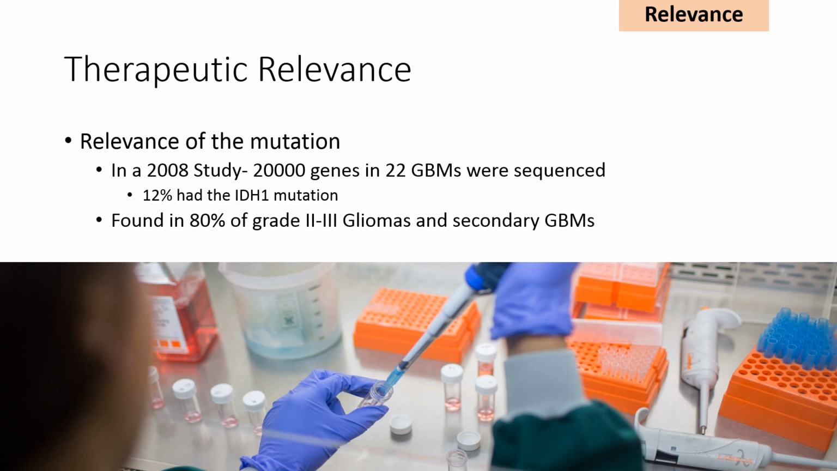In terms of the rationale for this experiment, it's first important to understand the relevance of the mutation. In 2008, a study of 20,000 genes and 22 glioblastomas were sequenced and found that 12% had the IDH mutation. But additionally, in a separate study, 80% of grade 2 and 3 gliomas and secondary GBMs were found to also have this mutation. Therefore, it's a relevant field to put research into.